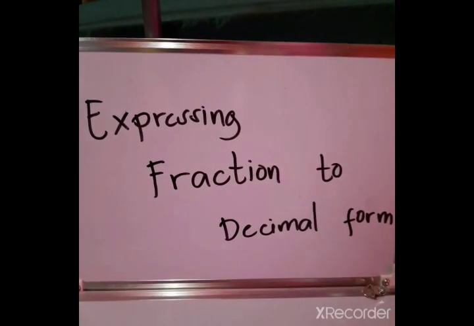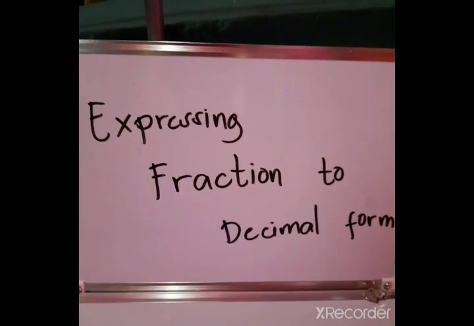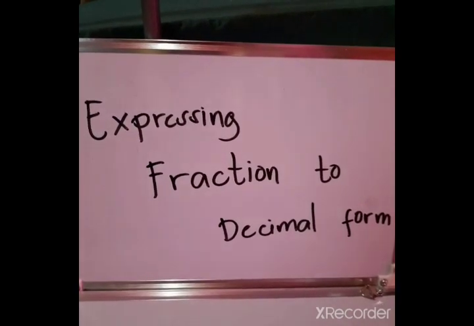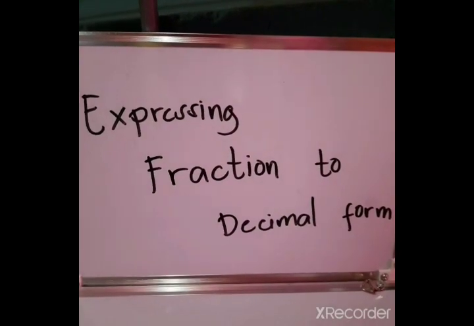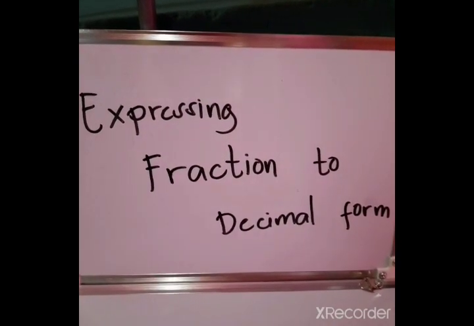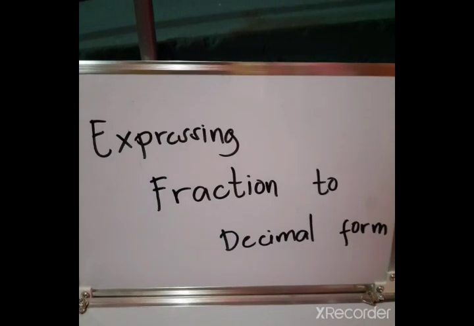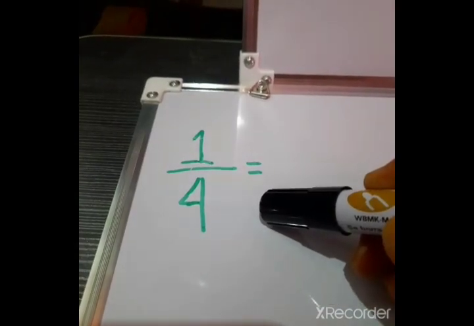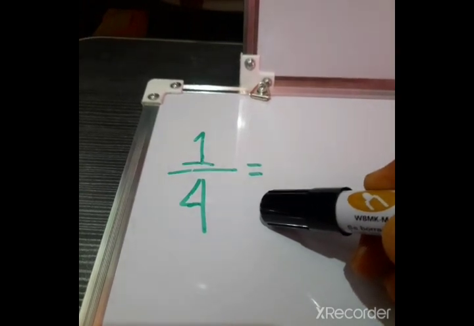So, how do we do that? By simply dividing the numerator by its denominator, and the quotient of that will be the decimal form of the given fraction. To understand that further, let's have an example. So let's try 1/4. What will be its decimal form?